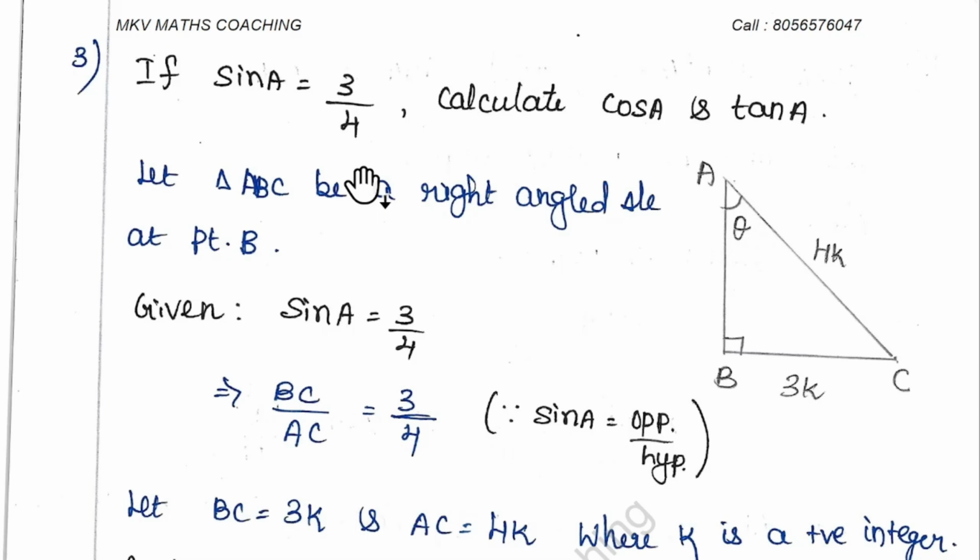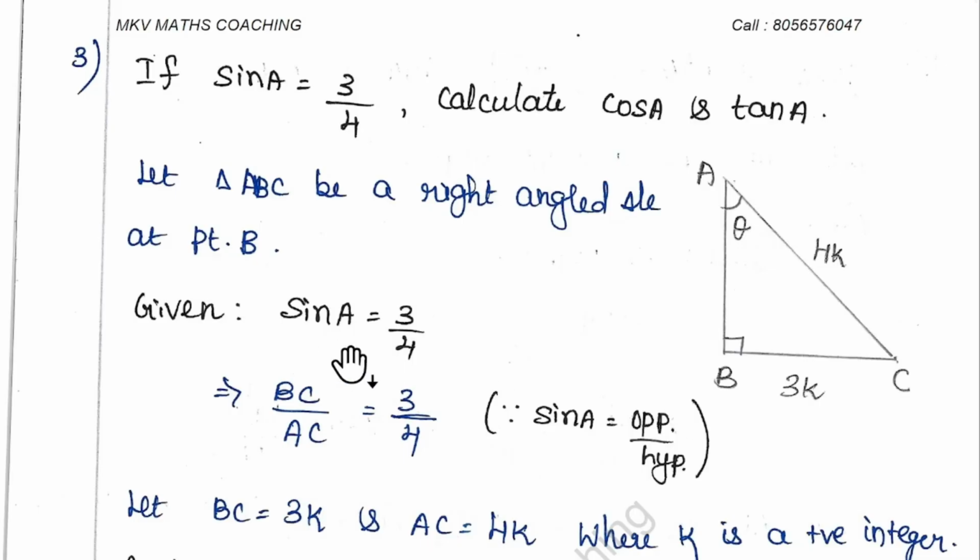So can you see in the previous question, they used to give AB as 12, BC as 16 like that directly. But if the value is given in the form of fraction, sine is 3 by 4. What is sine formula? Opposite by hypotenuse, no? So sine A is, where is sine A? This is the place A, right? So opposite side of A is 3k.